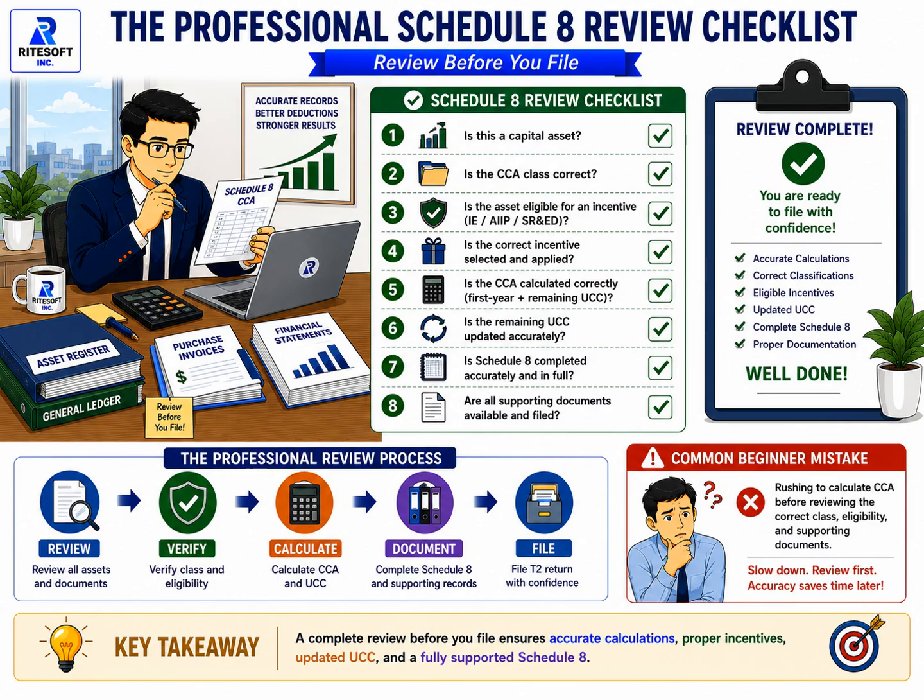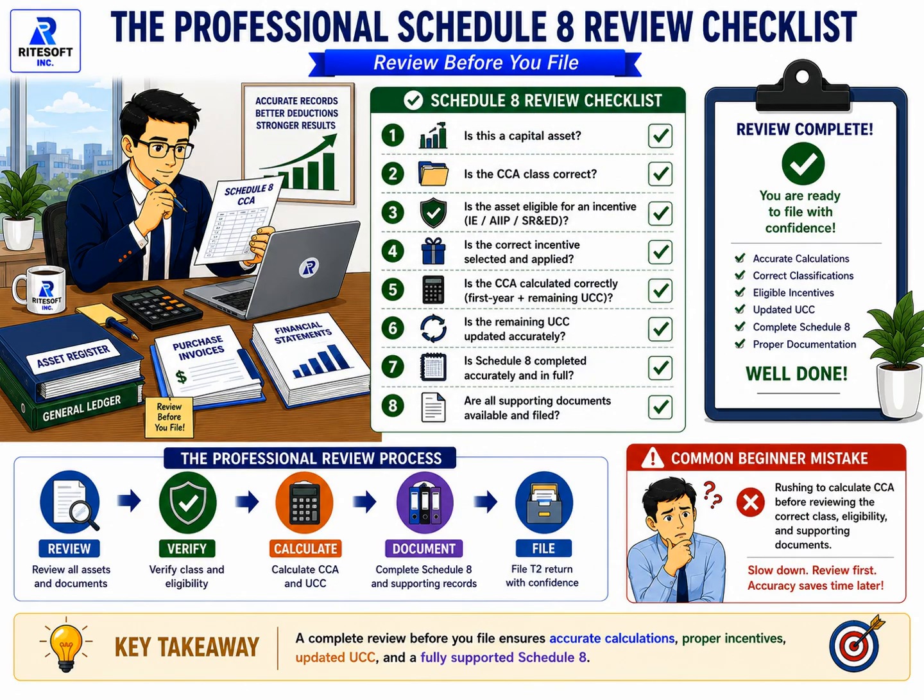One of the most common beginner mistakes is rushing into the calculation before reviewing the supporting documents. This often leads to incorrect CCA classes, missed eligibility requirements, inaccurate UCC balances, or incomplete Schedule 8 reporting. Taking a few extra minutes to perform a complete review usually prevents these errors before the return is filed.